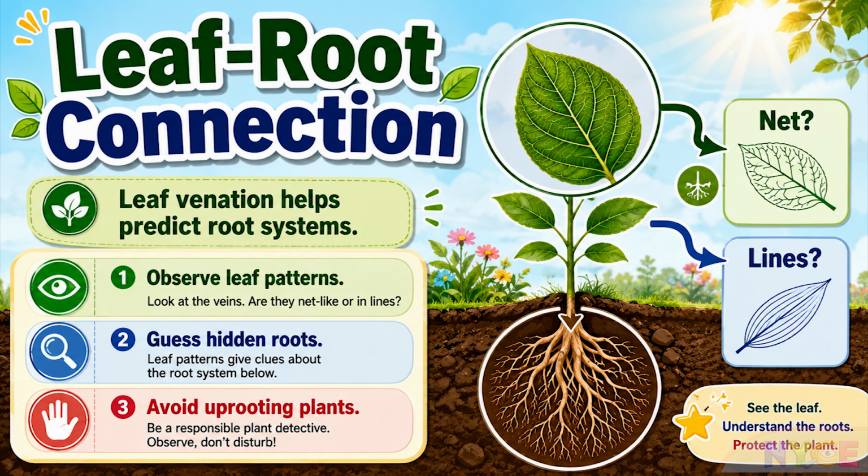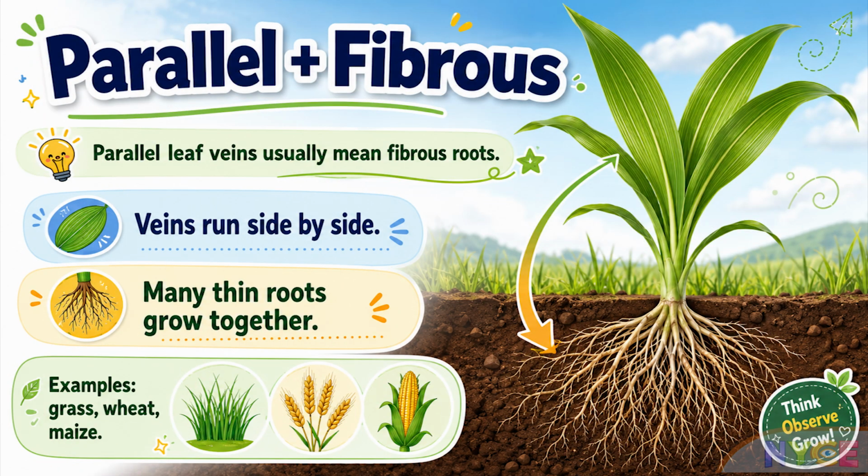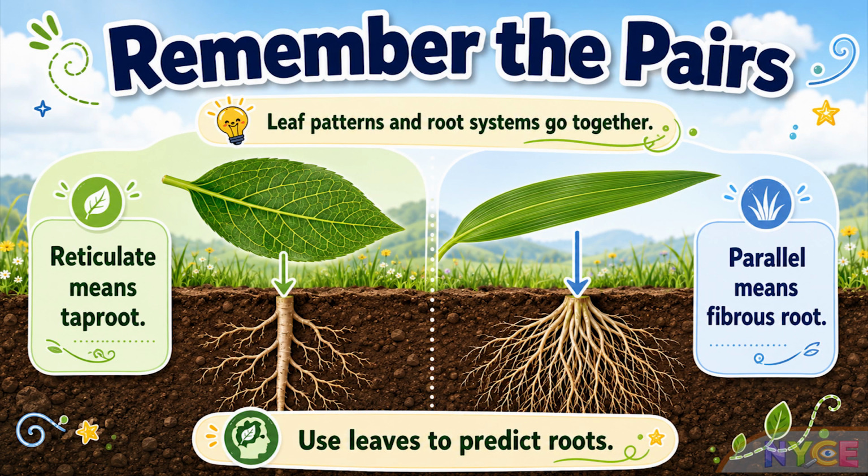We learned that leaf venation and root systems are connected. We learned that plants with reticulate venation usually have taproots. We learned that plants with parallel venation usually have fibrous roots. We also learned that this connection helps us study plants without digging them up or damaging them.